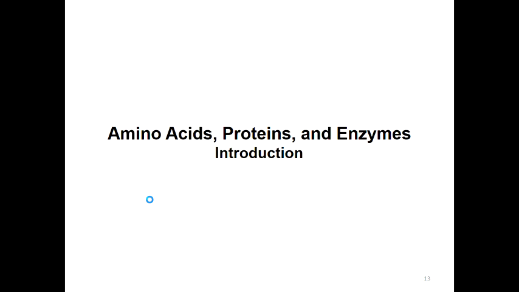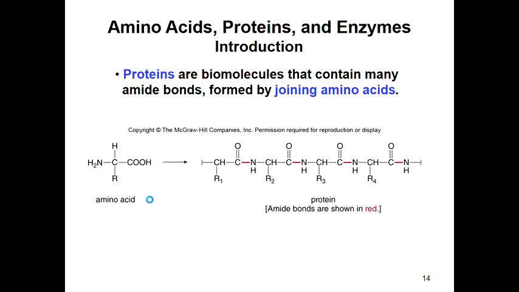Alright guys, right now let me work on another group of biomolecules: amino acids, proteins, and enzymes. We are going to see how they relate to each other. Again, each of these three has a lot of information, and we need to work through the details in real biochemistry courses. In general, proteins are biomolecules containing many amide bonds formed by joining amino acids.